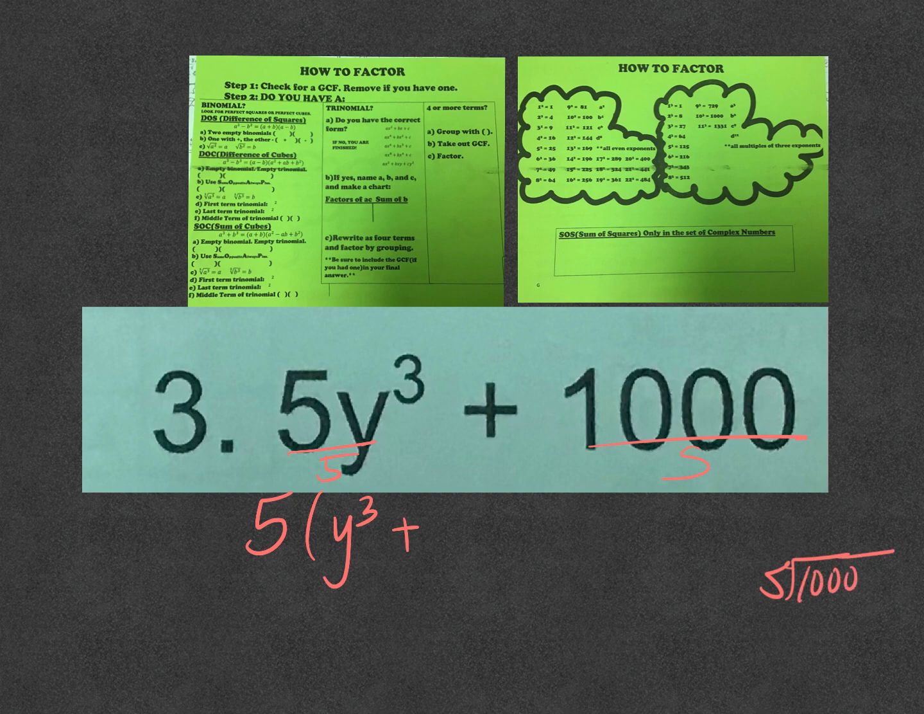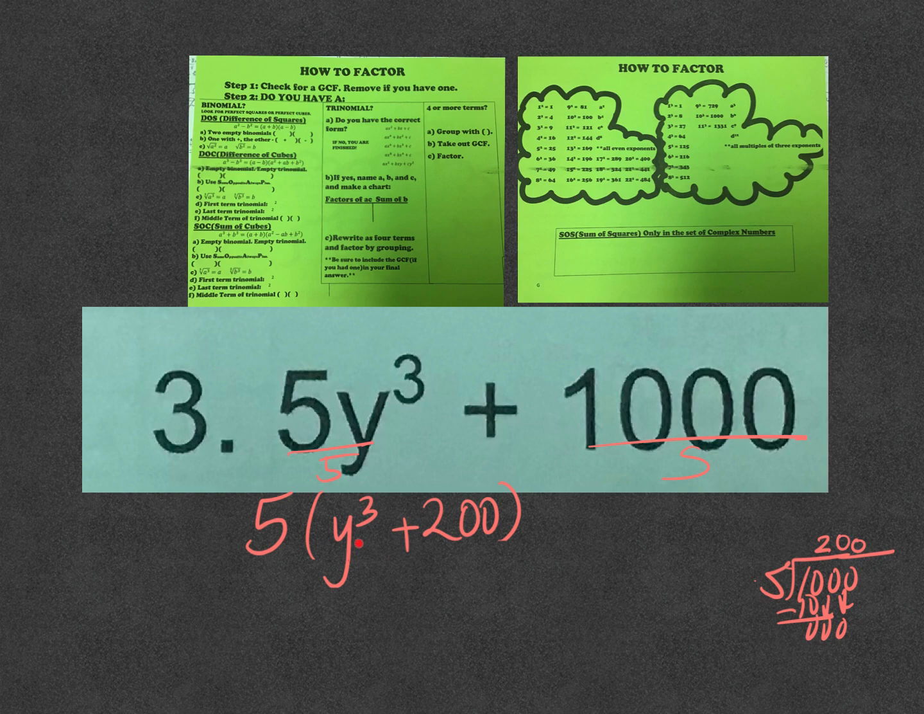Let's practice dividing. 5 goes into 10 2 times. 2 times 5 is 10. 0. 5 goes into 0 0 times. So that's 200. Now, is this a binomial, a trinomial, or 4 or more terms? This is a binomial, so I'm looking in this column. Do I have difference or do I have sum? I have sum, so I'm looking here.